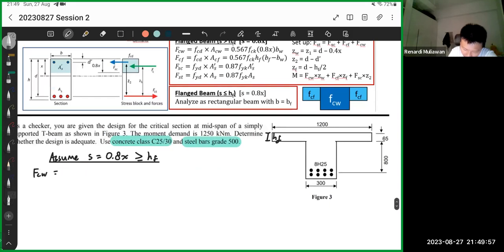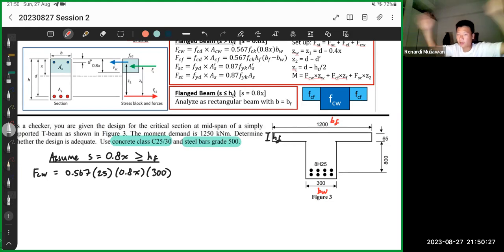So FCW, just follow the formula: 0.567 multiplied by FCK, 25, times 0.8x, then BW. What's BW? BW is 300, the breadth of the web. This BW, and this one is BF. The breadth of the flange is the whole thing, and the breadth of the web is the middle. This one is something we will calculate later.